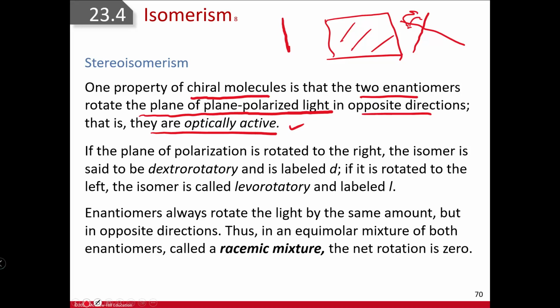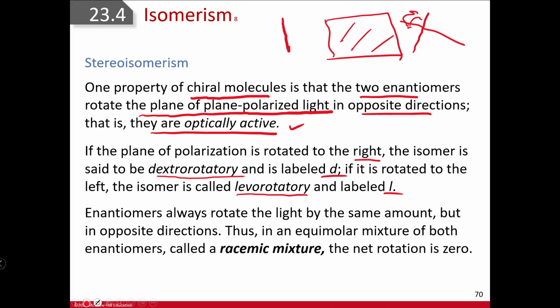And it gives you more information about the substance. So here's what you need to remember. If the polarization is rotated to the right, we call it dextrorotary. And if it's rotated to the left, we call it levorotary. So dextro and levo, that is how we know we have two. That's how we explain the two enantiomers and how they're different.